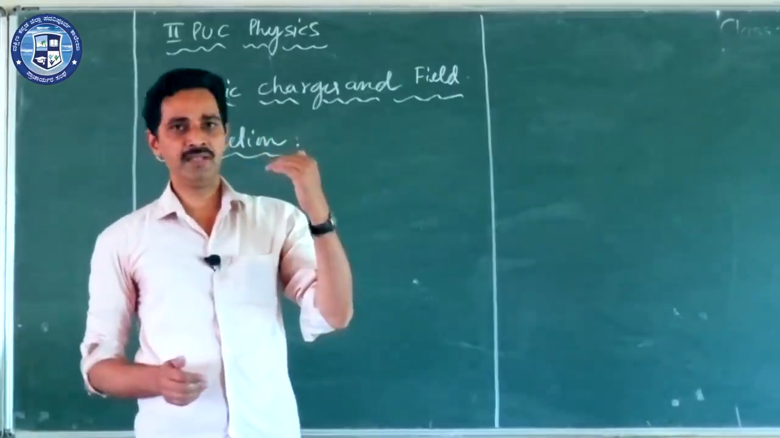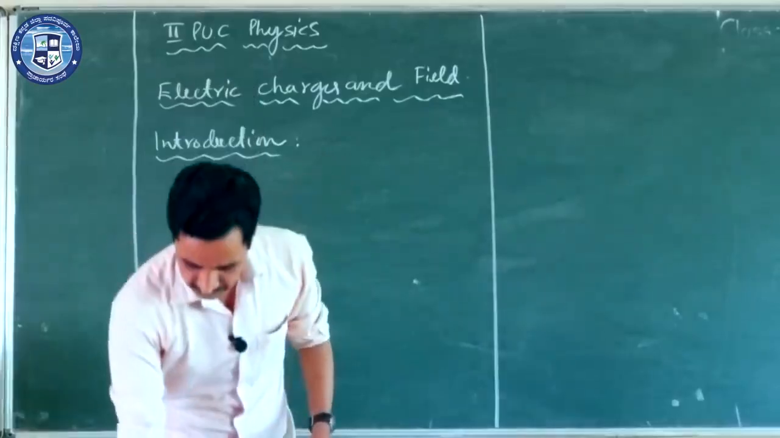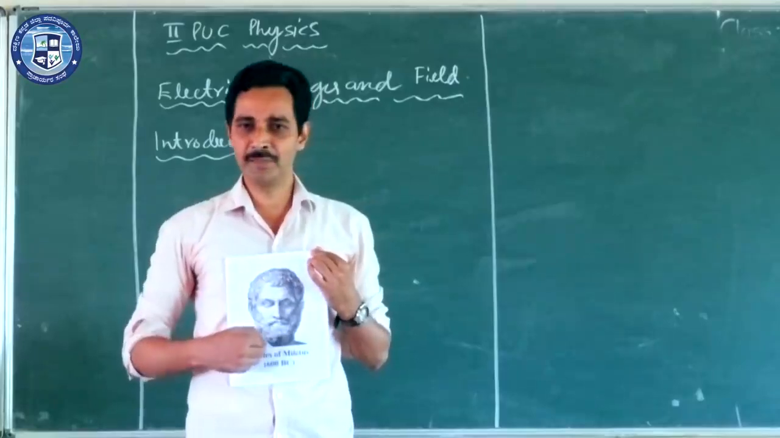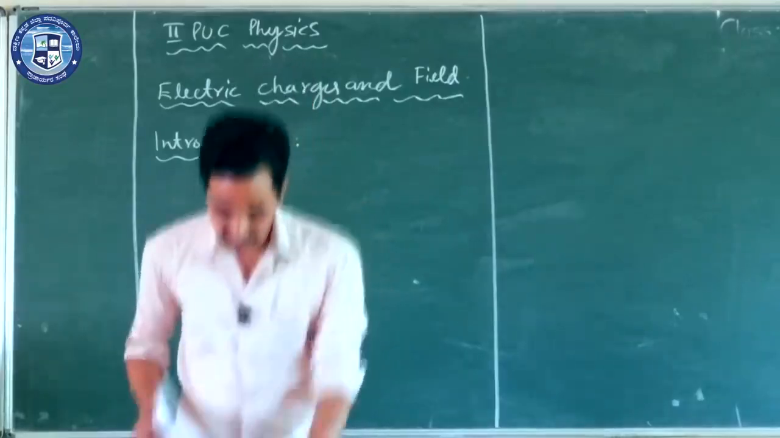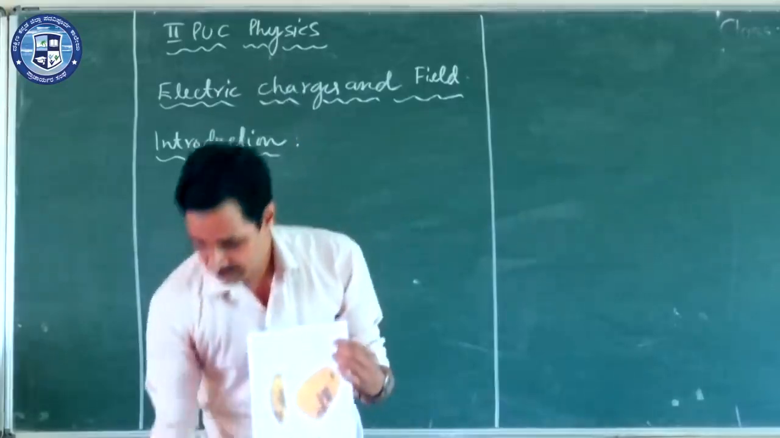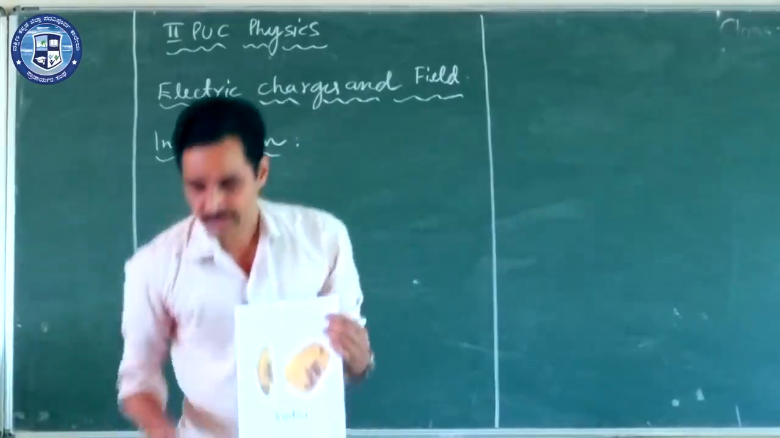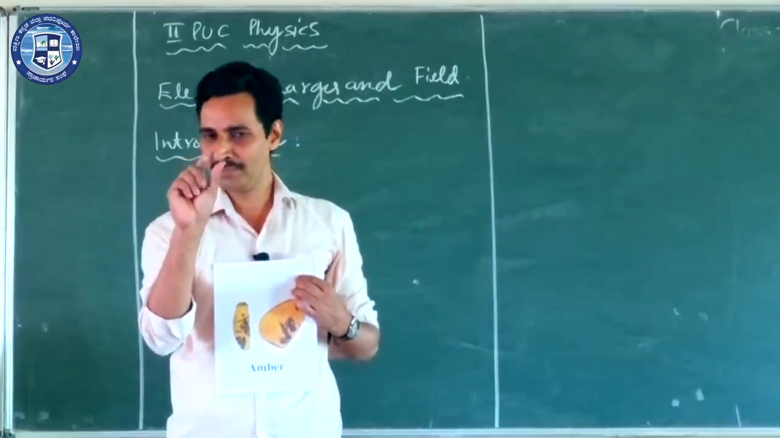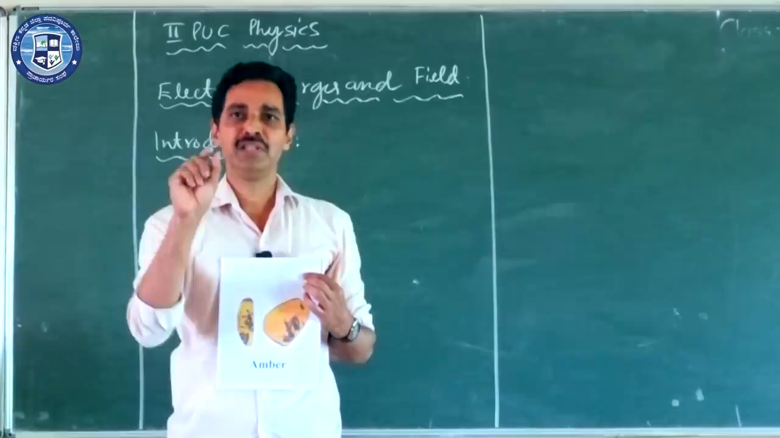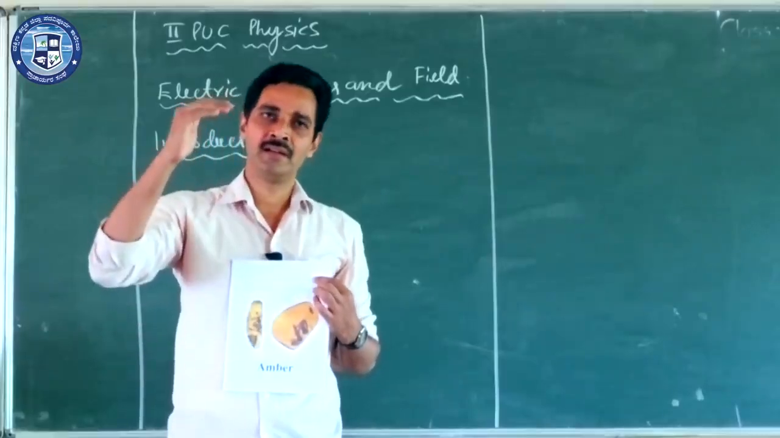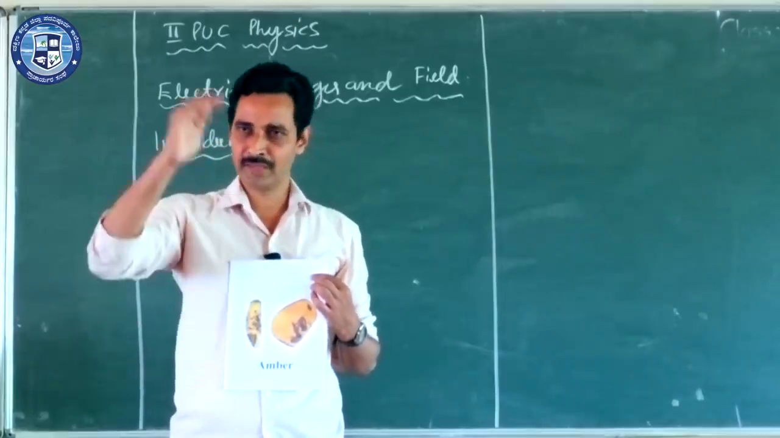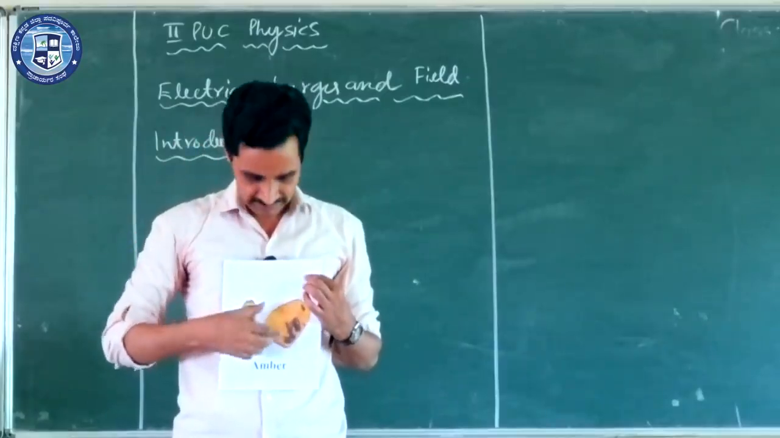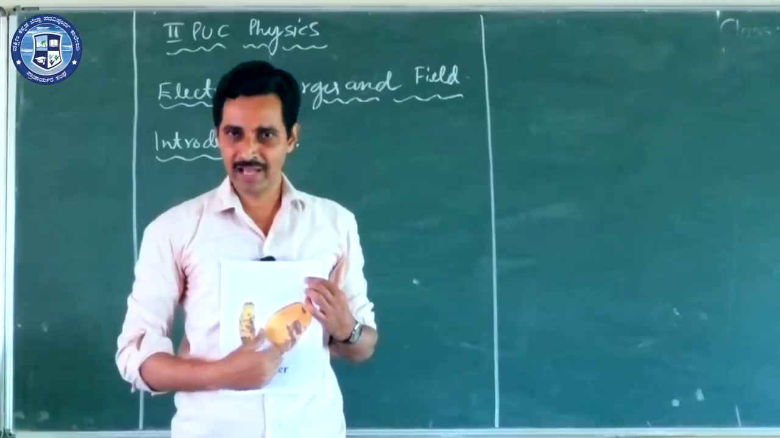In the ancient days, it was Thales of Miletus, and this person in 600 BC observed amber. You don't know what is amber? Most of you may not have heard this word. Amber means the type of gum that you get out of a plant when it is wounded. When you just disturb some part of a plant, some type of liquid comes out of it, and when it gets solidified, it becomes transparent like this, and that is called amber.